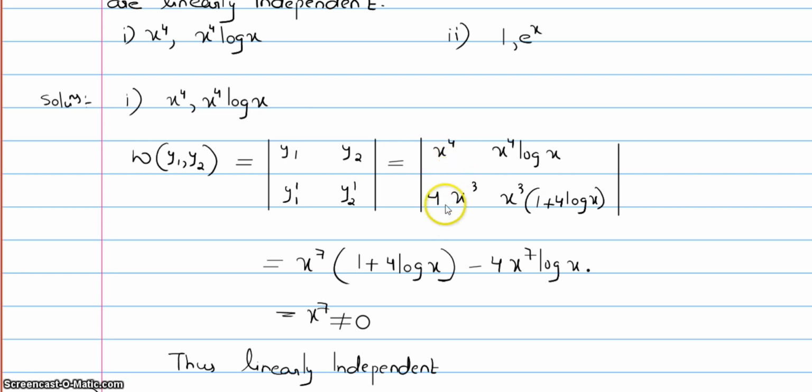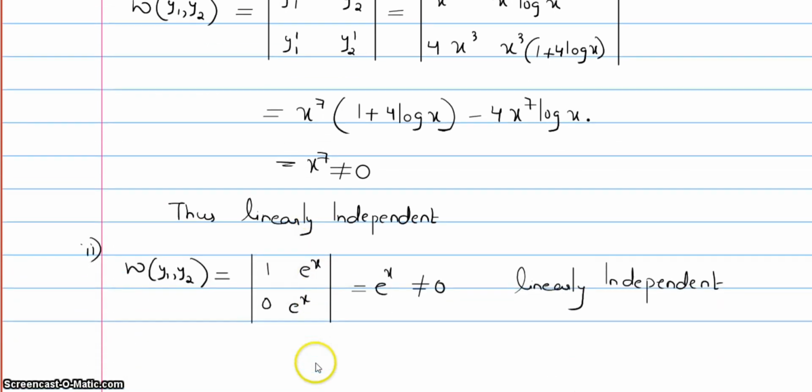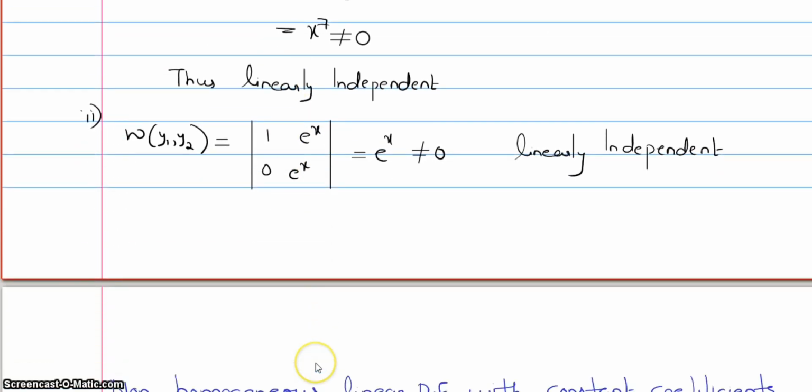X raised to 4 derivative is 4x cube, and the derivative of x raised to 4 log x, find it using the product rule of differentiation. We will get the value as x cube into 1 plus 4 log x. Using determinant expansion, we will get the value as x raised to 7, which is a non-zero value. So we can say that these are linearly independent solutions.